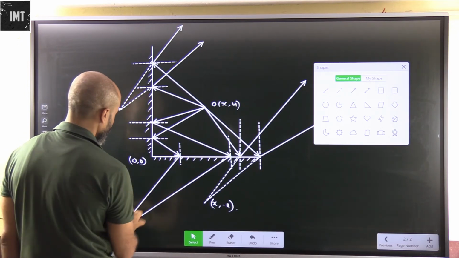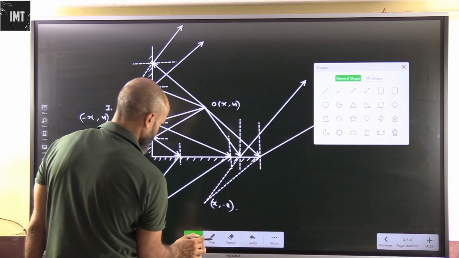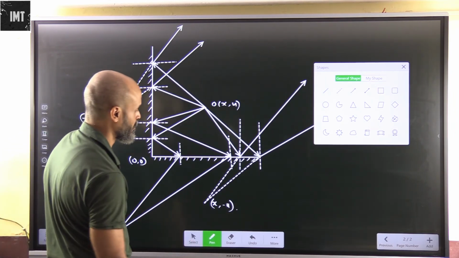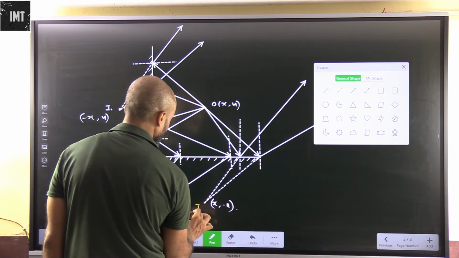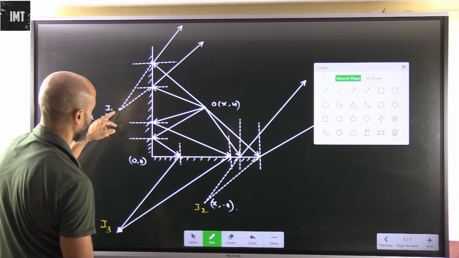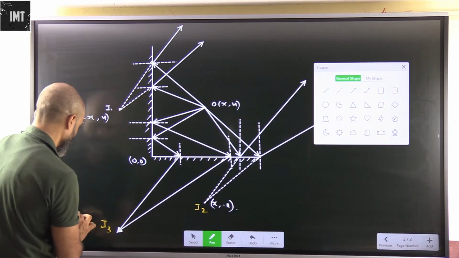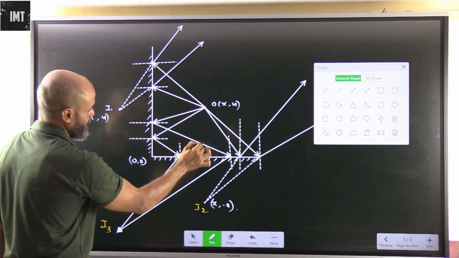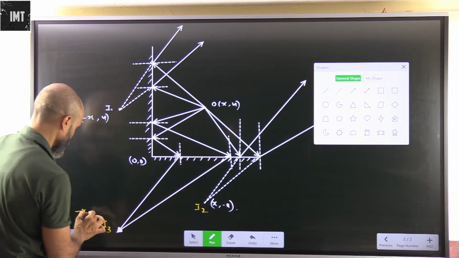So these are going to form the third image. The third image of the object will be located at a point I3. So here you have I2, here you have I3. By geometry, what will be the position of I3? Again, look at this. This will be minus x, and the same distance below, so this will be minus y.